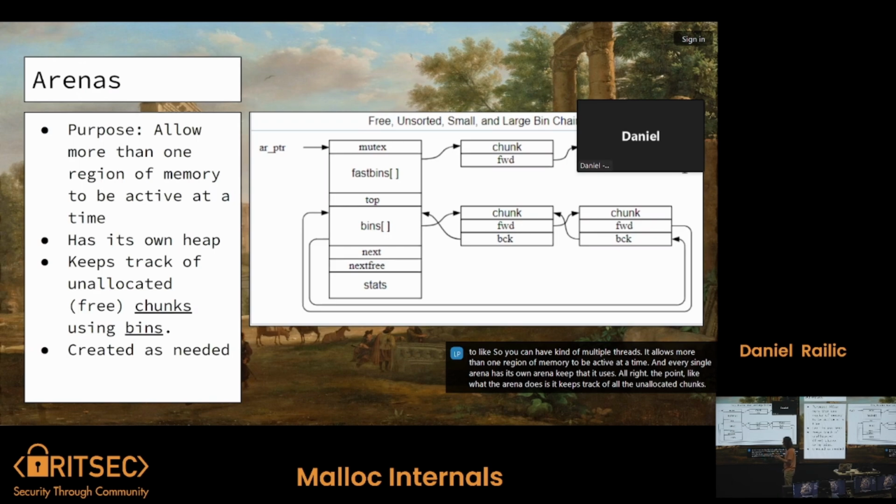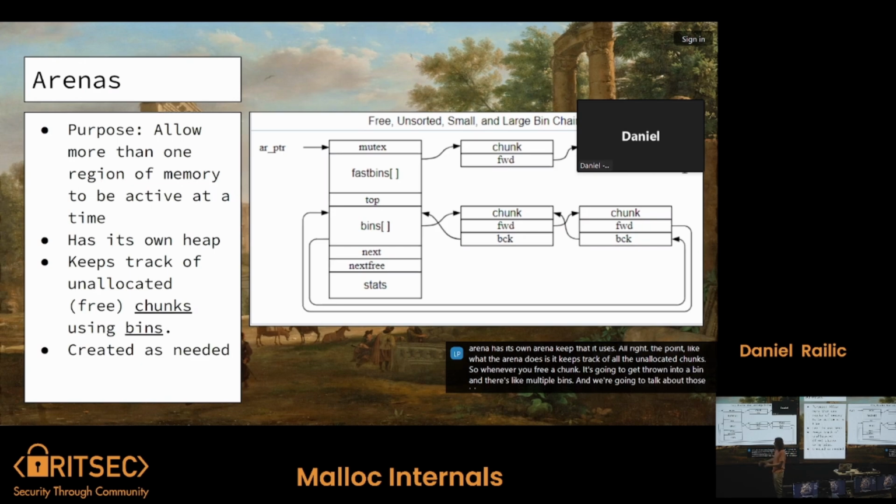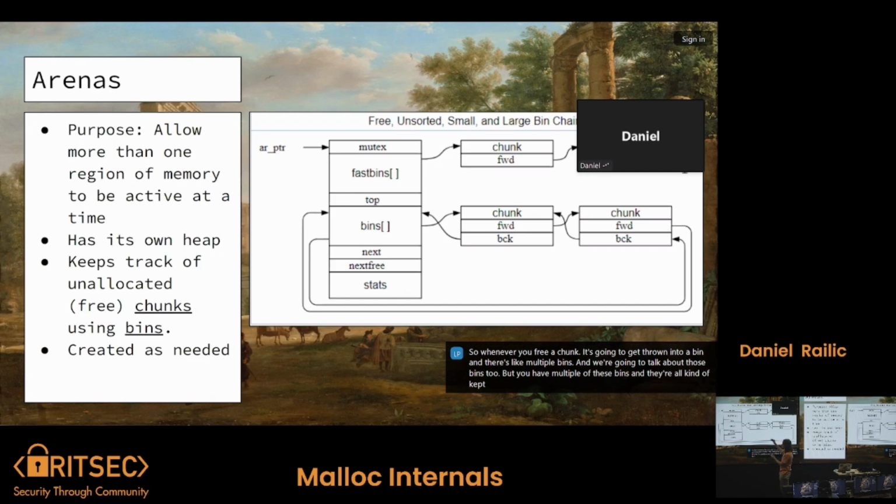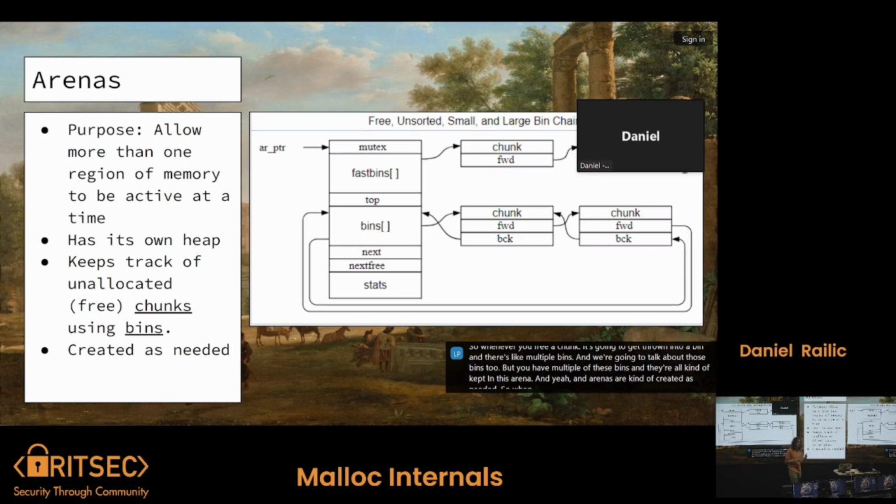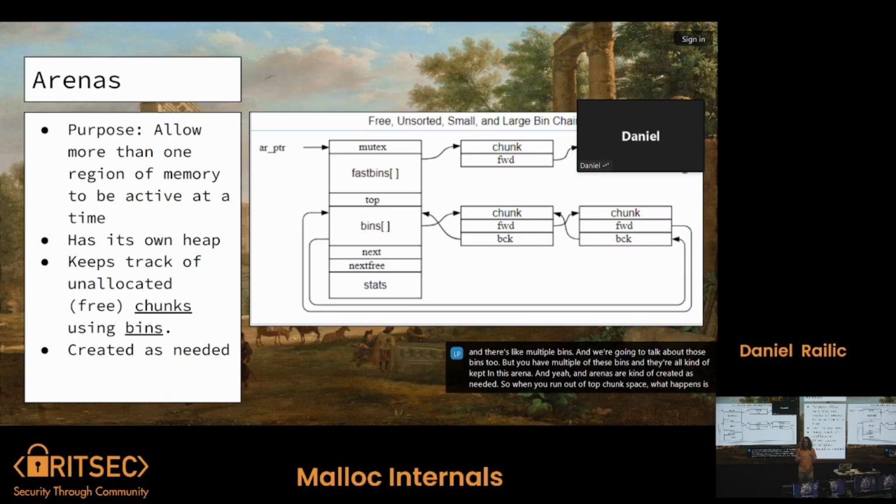So whenever you free a chunk, it's going to get thrown into a bin, and there are multiple bins, and we're going to talk about these bins too. Multiple of these bins are all kept in this arena. And arenas are created as needed. When you run out of top chunk space, the kernel is going to try to extend the top chunk space with the sbrk system call. If it can't do that, then it's going to use mmap to allocate a new arena and create a new heap. So they're created as needed.